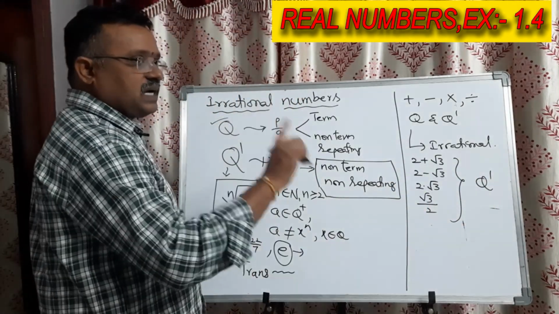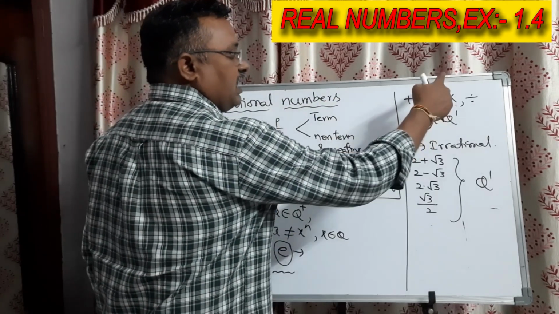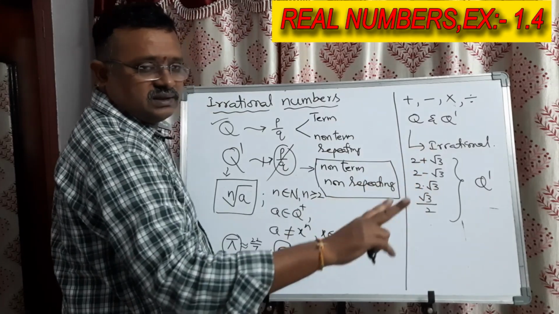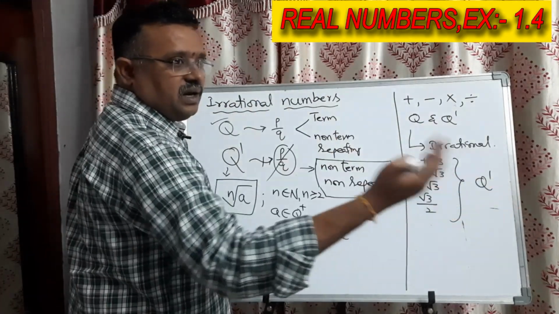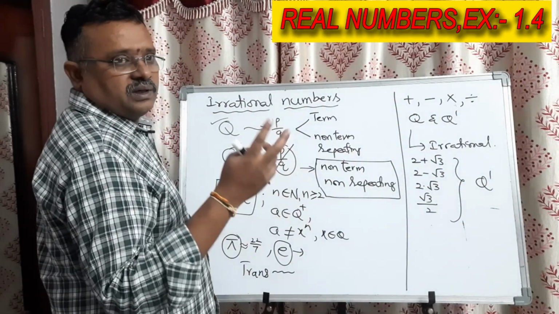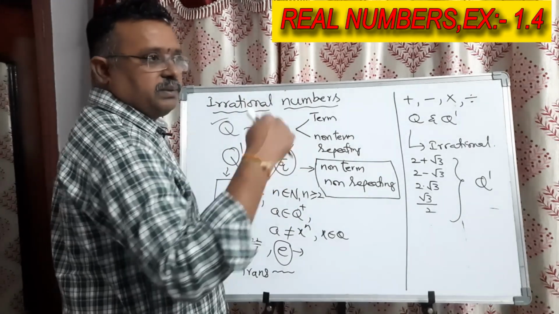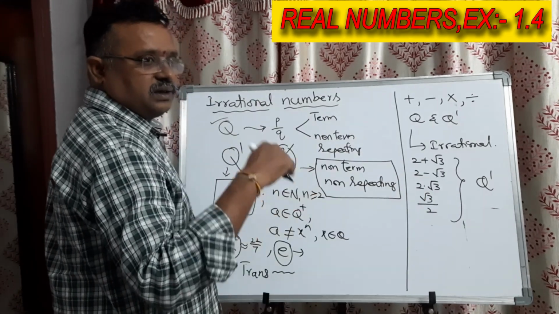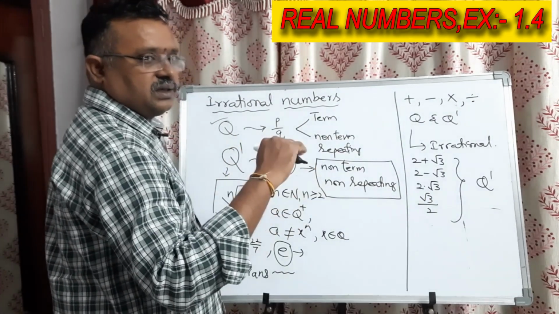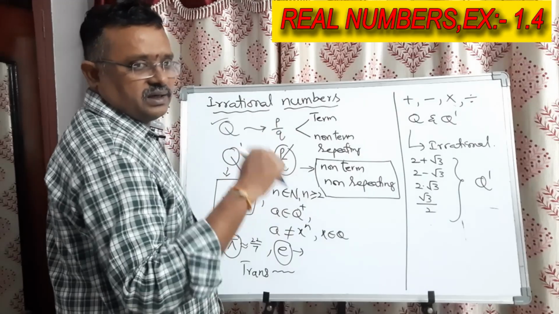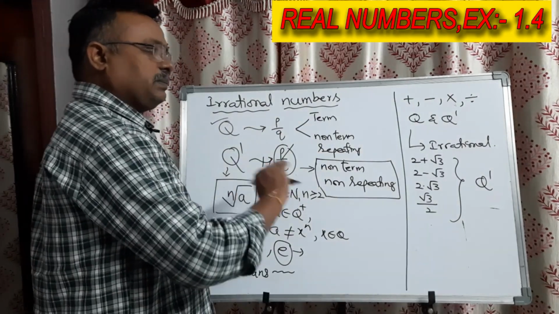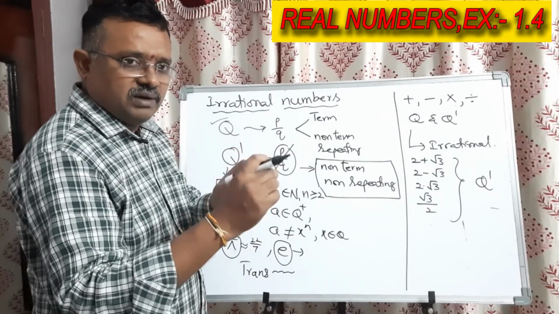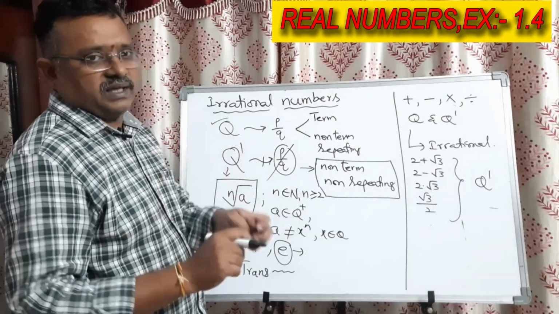Whereas the sum, difference, multiplication or division of two irrationals may be rational or irrational. The sum may be rational or irrational, the difference may be rational or irrational, the product may be rational or irrational, and division also may be rational or irrational. There are separate examples for them. In theoretical bits they will ask you by giving options like that.